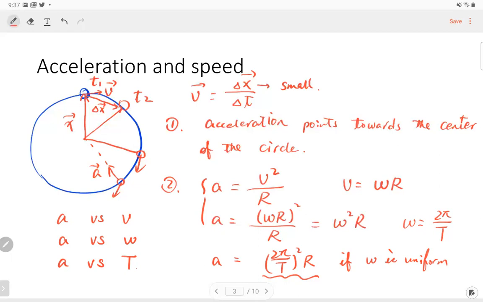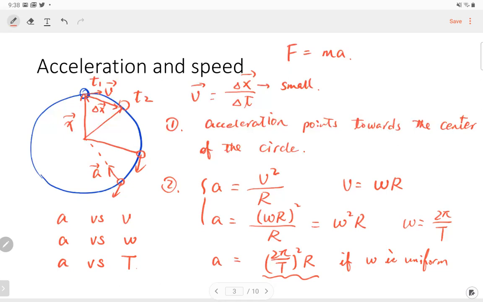Okay, so that means if we have an acceleration, then we can use the acceleration to determine the linear velocity or the angular velocity or the period. Then you might have a question: how do we determine the acceleration? According to Newton's second law, we have the net force equal to ma. So if we know the net force in the radial direction, then we use the net force over the mass of the object, and we get the acceleration for the circular motion.